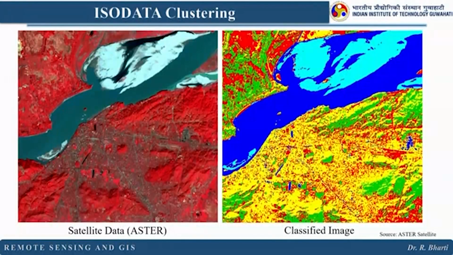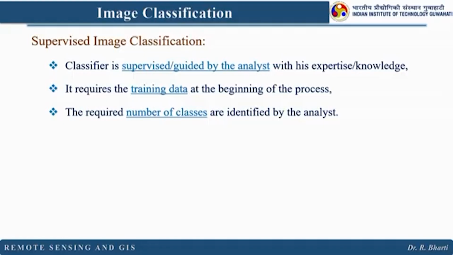This is the example of ISODATA clustering, right? So we have seen K-means and ISODATA clustering till now. Now let us see supervised classification. Supervised classification is supervised and guided by the analyst, and it requires training data at the beginning of the process. The required number of classes are identified by the analyst, because that will be like for how many classes you are providing the training data, right? That will decide the total number of classes here.